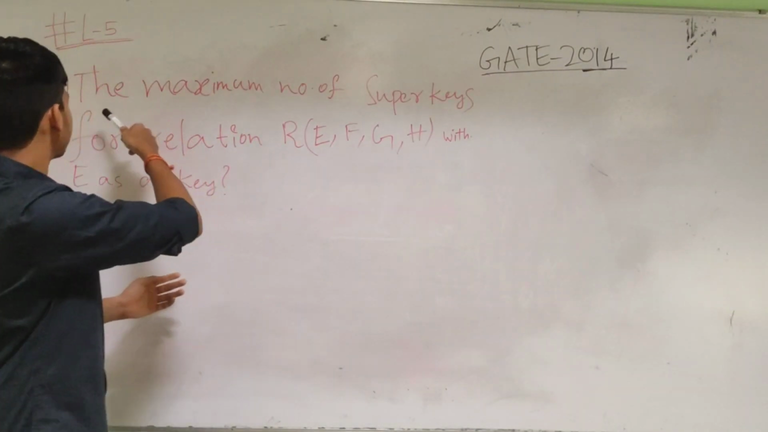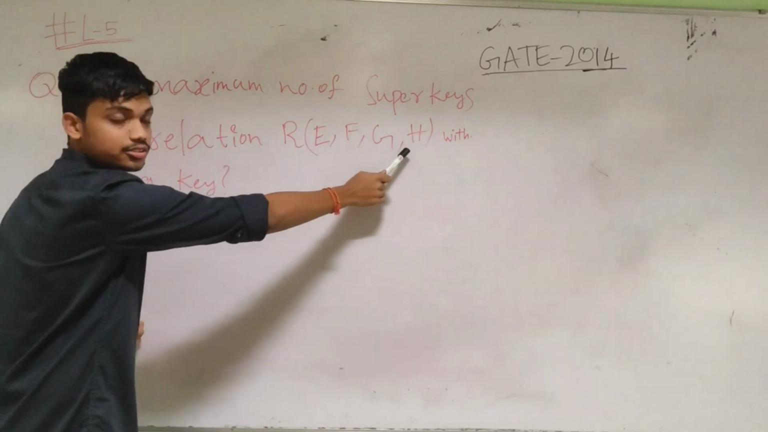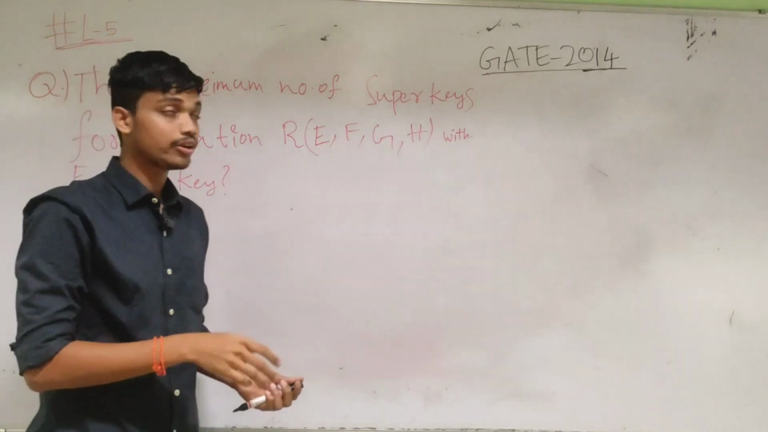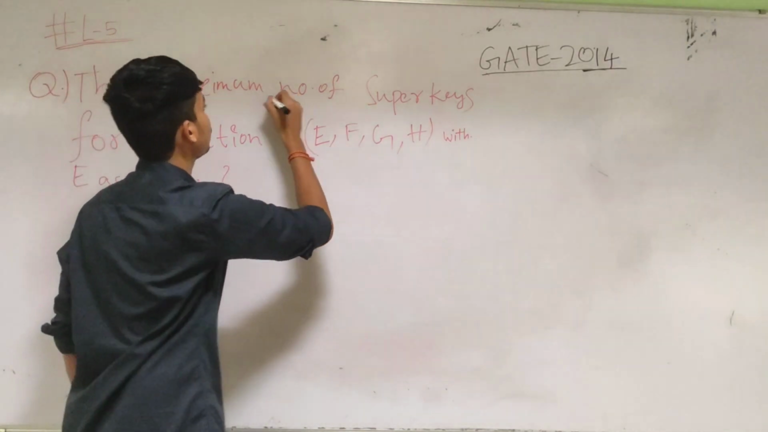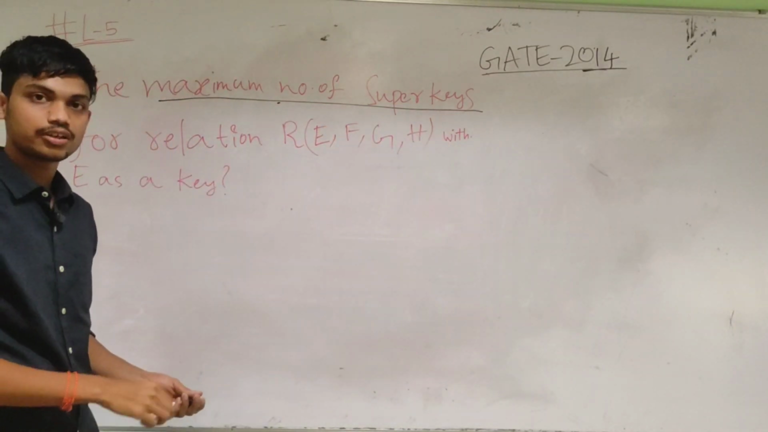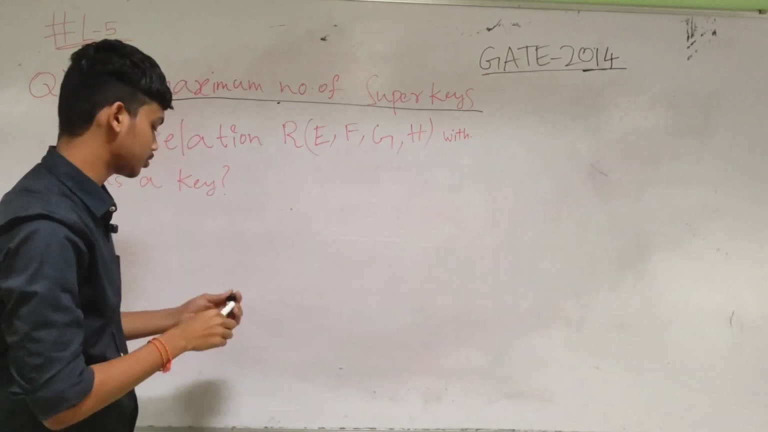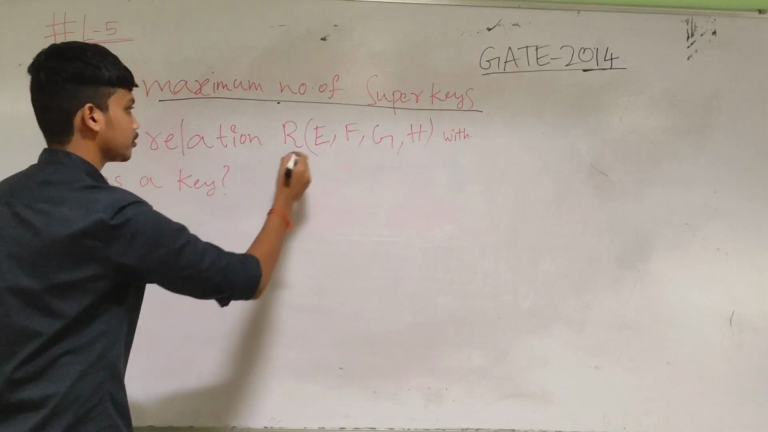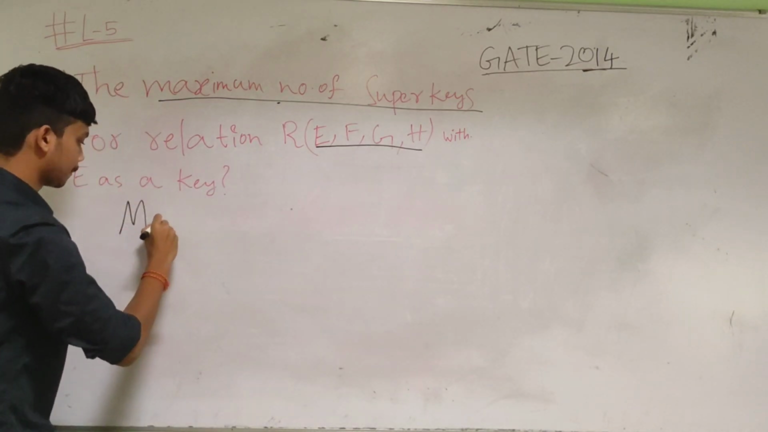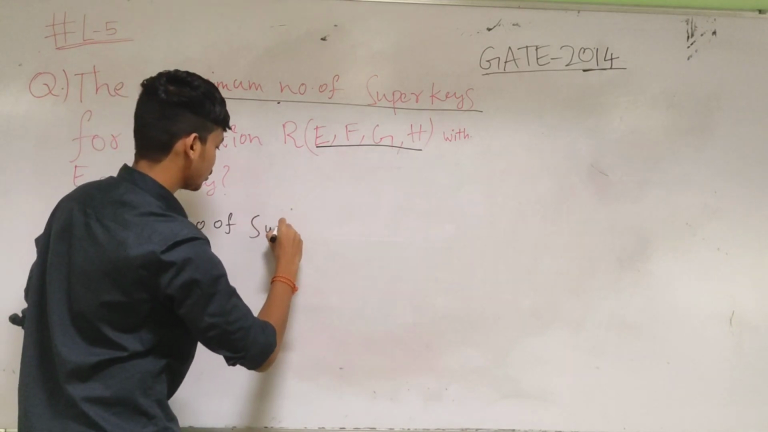Now take a look at this question. What is the maximum number of super keys for relation R, where E, F, G, H are the attributes with E as a key? The key is given and they are asking for the maximum number of super keys. This was asked in GATE 2014. This is a very simple question. If you look at my previous lectures, you can easily do it. There is a direct formula for it. How many attributes are there? 4 attributes are there.